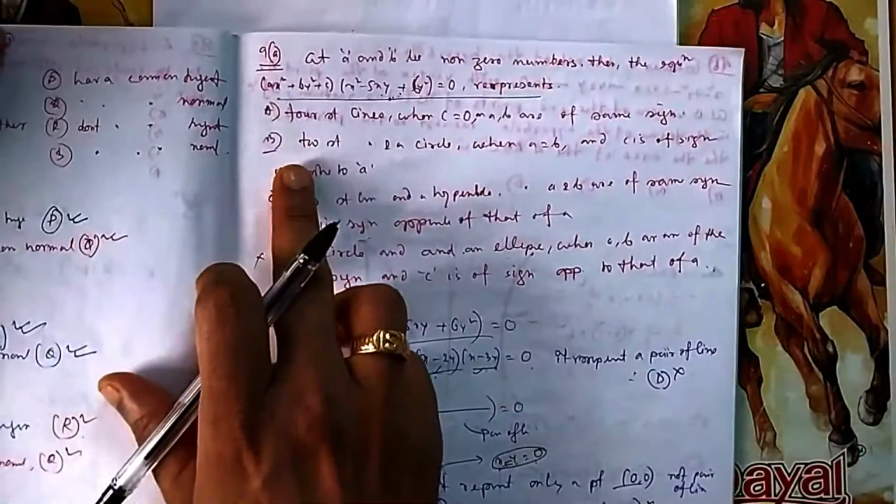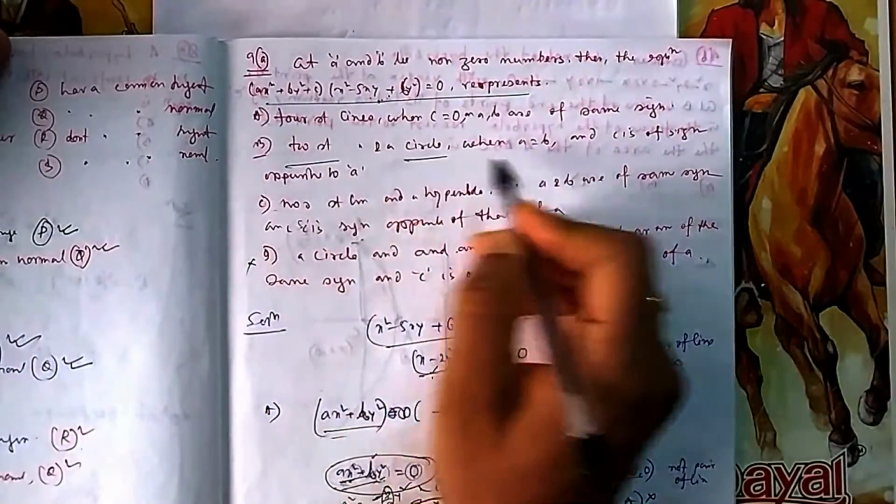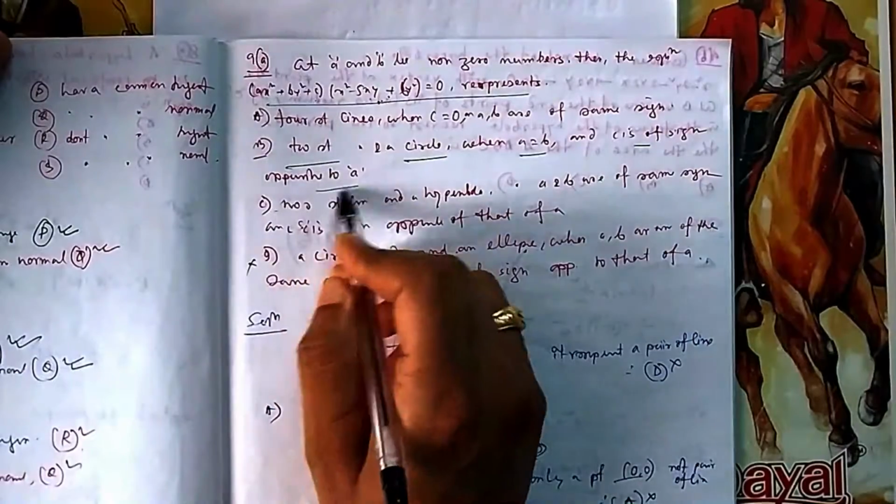B, 2 straight lines and a circle. When A equal to B, C is of the sign opposite to A.